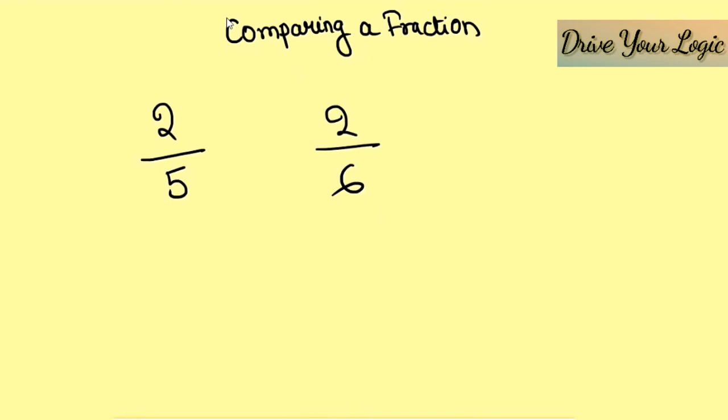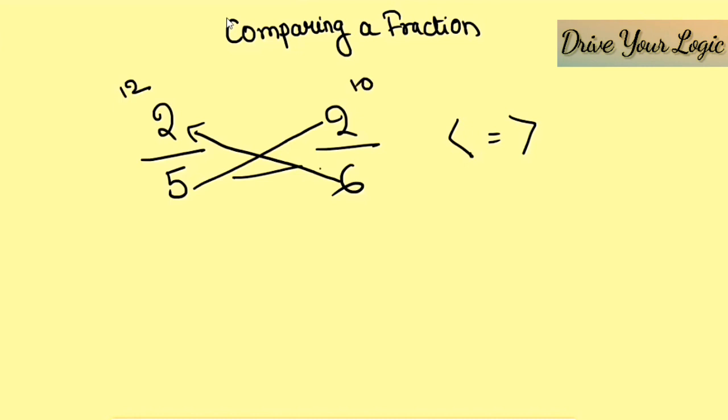I'll teach you today. When you get this type of fraction and you have to put a greater than, equal to, or less than sign, just directly cross multiply. So 6 into 2 is 12, 5 into 2 is 10. Which side is greater? This side is greater. So your answer will be this one: 2 by 5 is greater than 2 by 6.